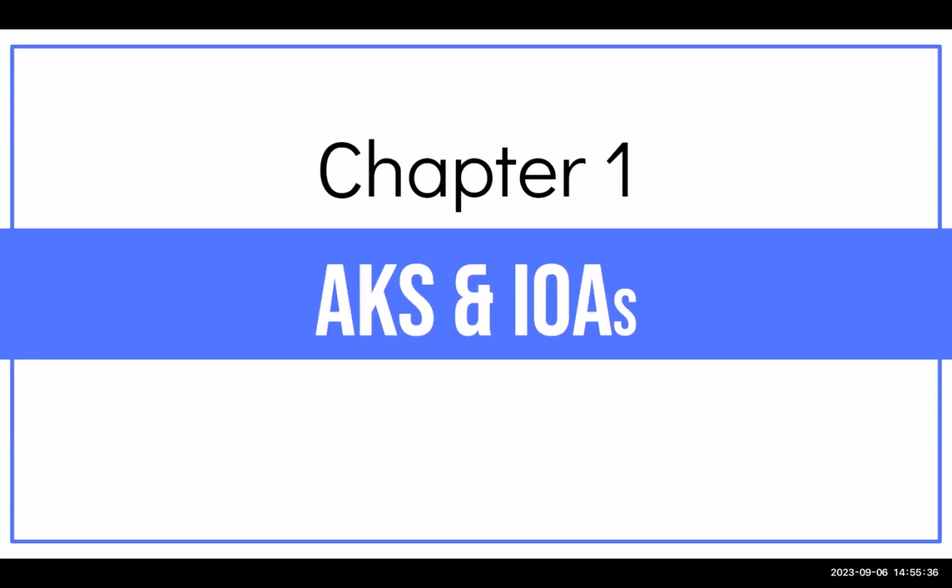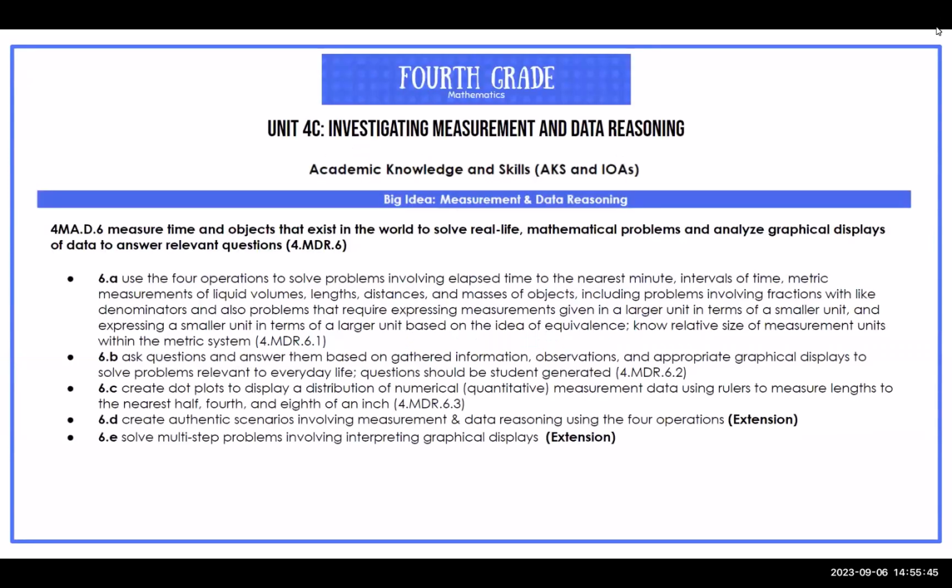In Chapter 2 of the video, we will look to see how the AKS and IOAs in this unit are paced in detail. Unit 4C has one AKS. Under the AKS, you will find the Indicators of Achievement, or IOAs. In Unit 4C, you will teach all of the IOAs for AKS 4MA D6.